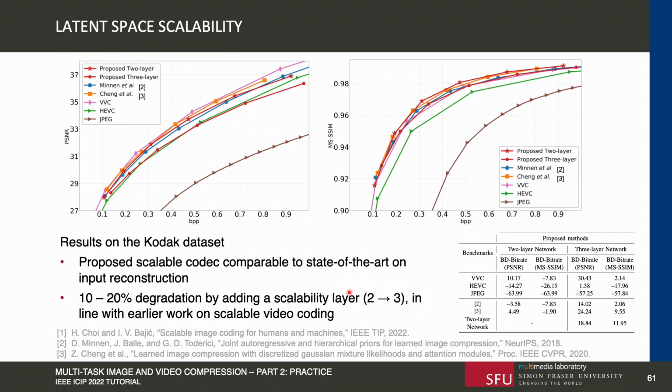We also notice that there is a degradation in performance of going from 2 layers to 3 layers. So adding one scalability layer seems to degrade the performance of the system. And that's kind of in line with the earlier work on scalable video coding, where people have compared how much it costs in terms of bitrate performance to add a layer of scalability. And those numbers in the literature suggest that between 10 and 30% gets added to the bitrate when you add one scalability layer. So these results are kind of in line with those earlier studies on scalable video coding.